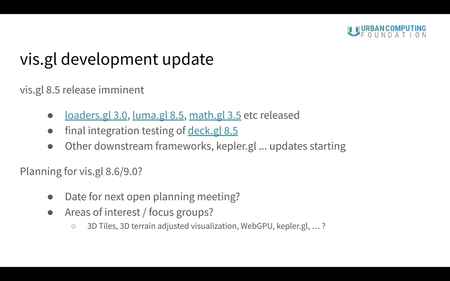Obviously, other downstream frameworks also need to update. I know it has started in some cases, and it's a good time. We usually have an open governance planning meeting every 4 months, and I think it's been a while, so when Shoji is back, we'll get this organized. Obviously, we can identify areas of interest in that meeting, and there's just a couple of ideas here. With collaborators, I hear Mapbox vector tiles could be another area.